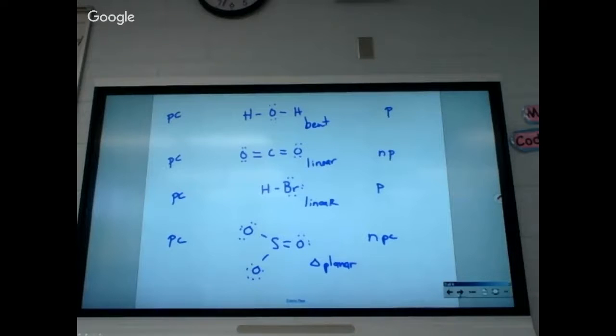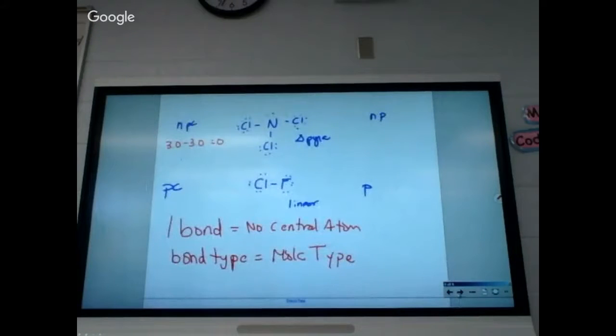Okay, how do we determine the polarity? Does it have the same element going around it? Okay, so it's non-polar. So if it has a lone pair and it has different elements going around it, it's polar. So we can only use polar and non-polar. Okay.